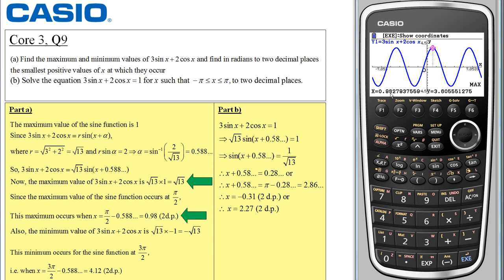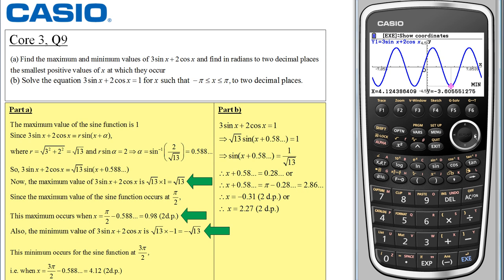Now I'm interested in the minimum, so if I select Gsolve again and F3 this time, and as I scroll through, minus 3.60555, this is minus the square root of 13. So that agrees with the third calculation in part A.